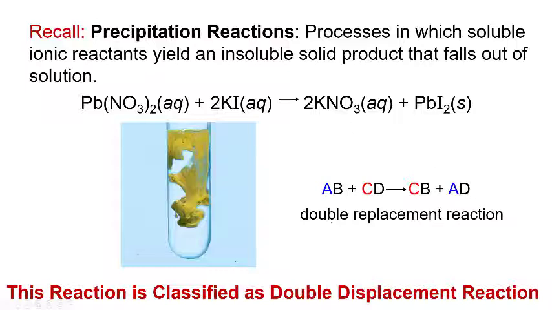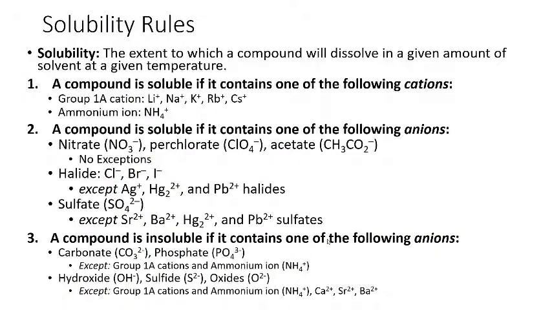And this follows a double displacement reaction, or a double replacement reaction, where the cation and anions of our soluble reactant salts switch partners. And so this is classified as a double displacement reaction. So how can we predict which compounds are going to form together to form an insoluble product, and which combinations of cations and anions will be insoluble and which will be soluble?